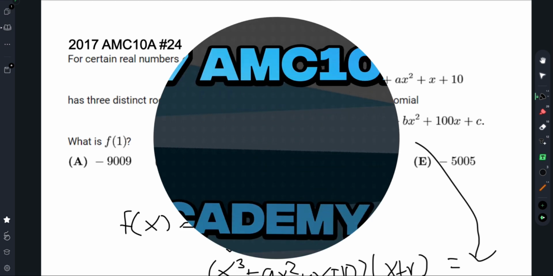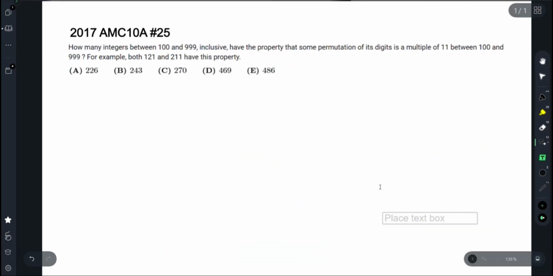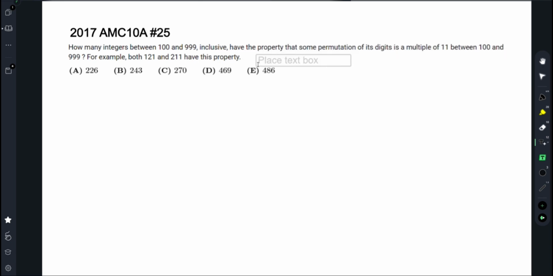And C. Sorry. Hello guys, so we're talking about the 2017 AMC 10A number 25. How many integers between 100 and 999 inclusive have the property that some permutation of its digits is a multiple of 11 between 100 and 999? For example, both 121 and 211 have this property.